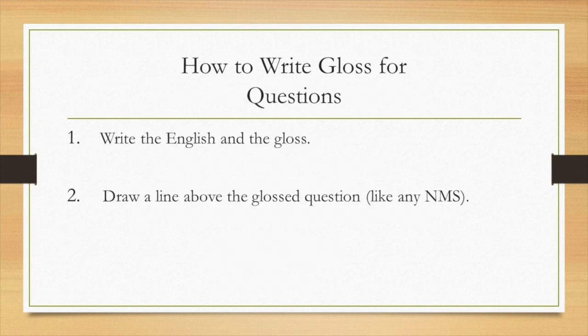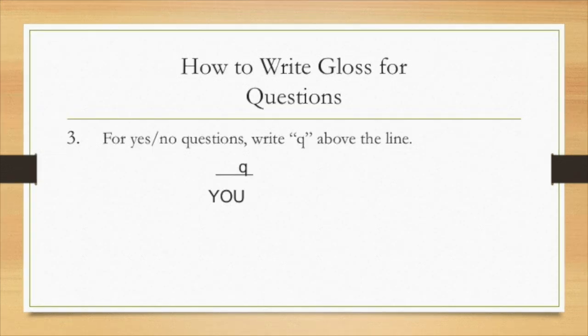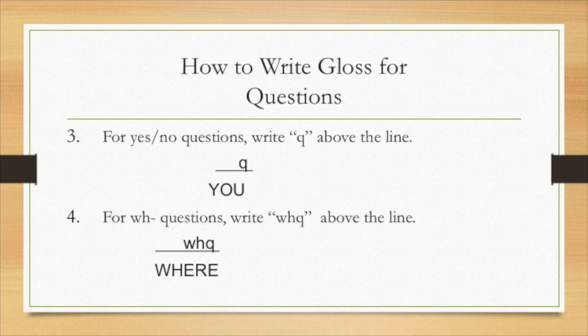I'm going to gloss a question the same way. I'll write the English and the gloss, and then I'm going to draw a line above the gloss question, like I would with any non-manual signal. For a yes-no question, we write a Q above the line, like this. For a WH question, we write WHQ above the line.